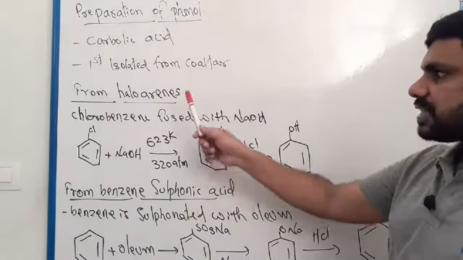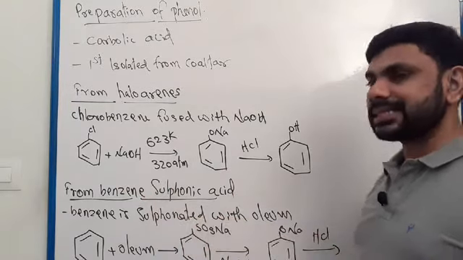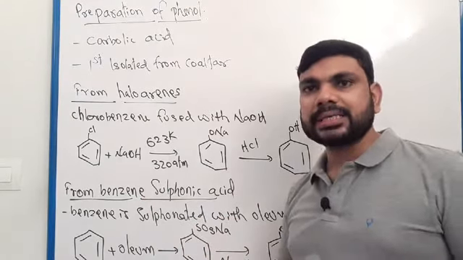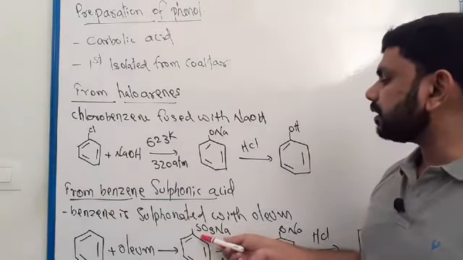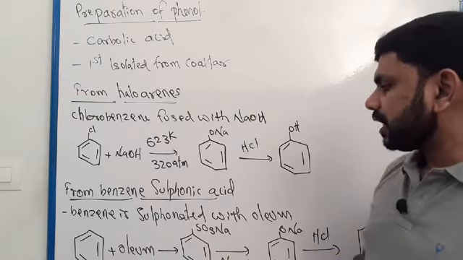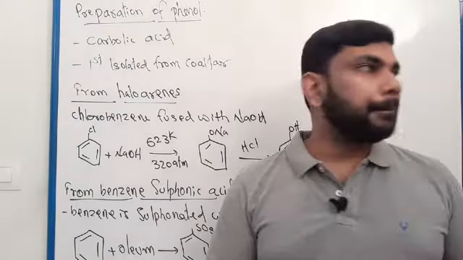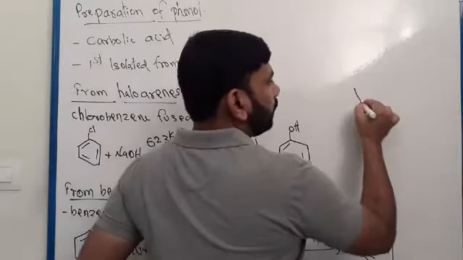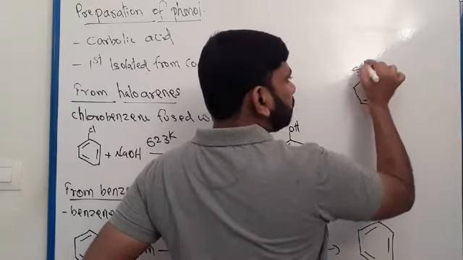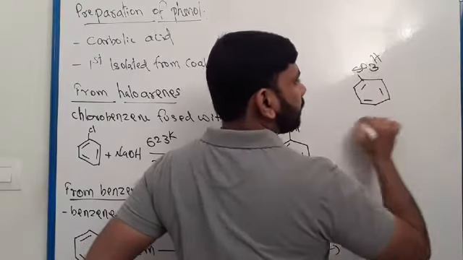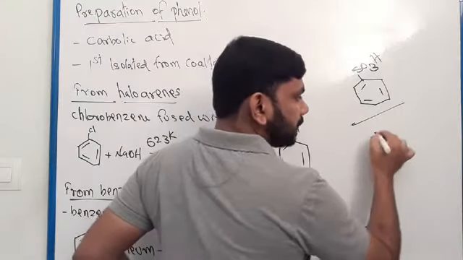First one was from haloarene. Next one is from sulfonic acid. What do we mean by sulfonic acid? A benzene ring with SO3H on the top of the benzene ring. That is sulfonic acid. This is benzene sulfonic acid.